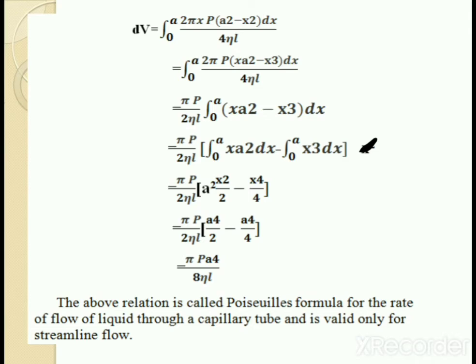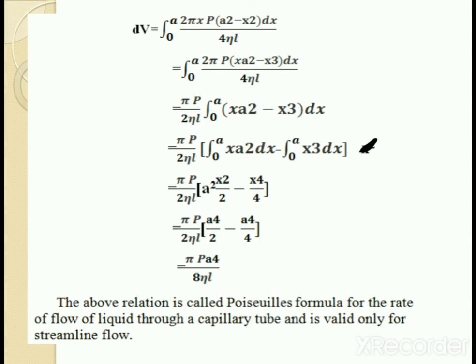Again the constant πP upon 2ηl is taken out, and the integration of the bracket: a² is the constant and the integration of x becomes x² upon 2, minus the integration of x³ is x to the power 4 upon 4. Now put the values of the limit 0 to a, meaning instead of x we can write a. So the equation becomes πP upon 2ηl, a⁴ upon 2. How a⁴? See, a² into x², so instead of x we write a, so a² into a² we get a⁴ upon 2 minus a⁴ upon 4.